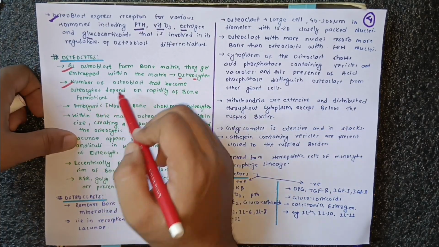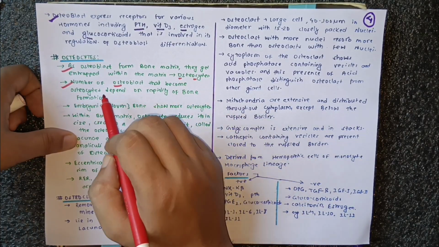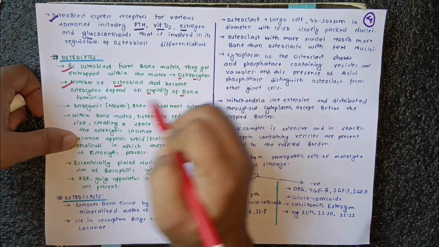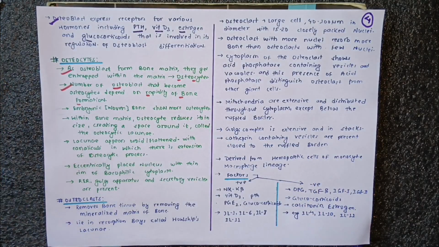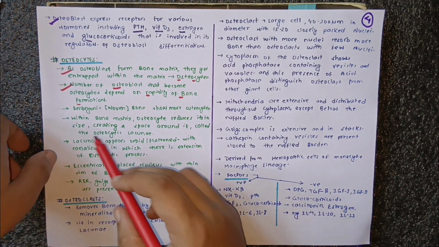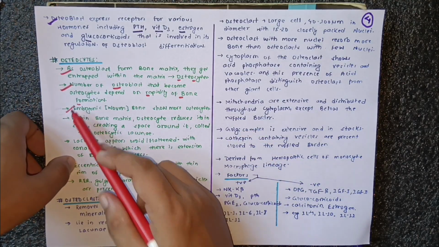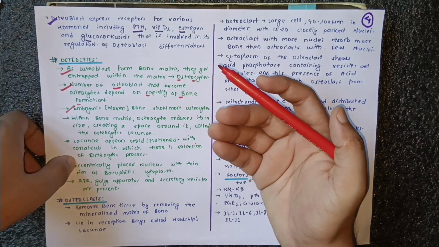So the number of osteoblasts that form osteocytes depends upon the rapidity of bone formation. If the bone formation speed is more, there will be more entrapping of the osteoblasts, so there will be more formation of osteocytes. So this is general common sense. After that, embryonic or the ovine bone shows more osteocytes, because there is more rapidity of bone formation.